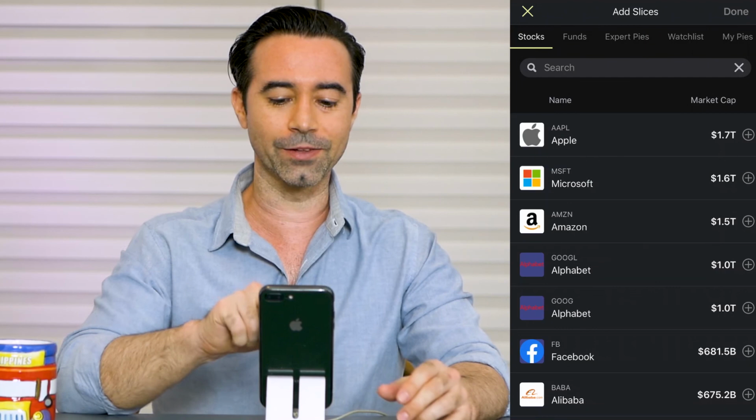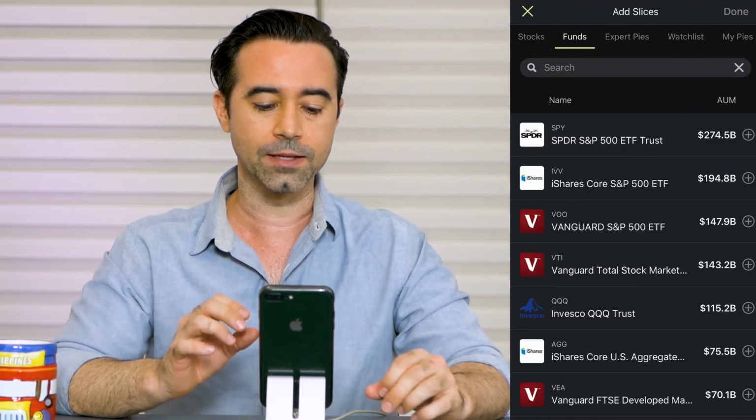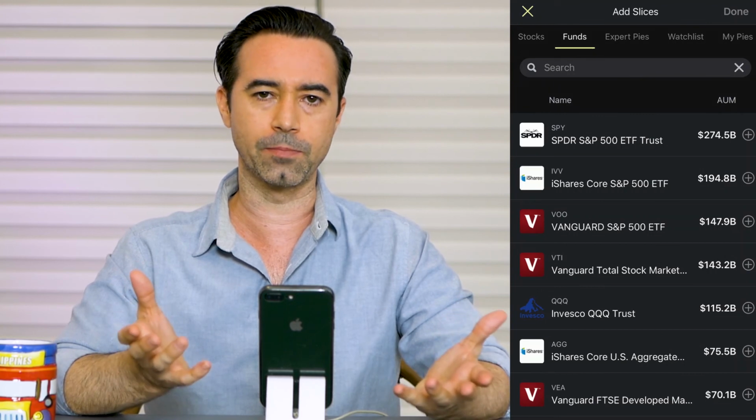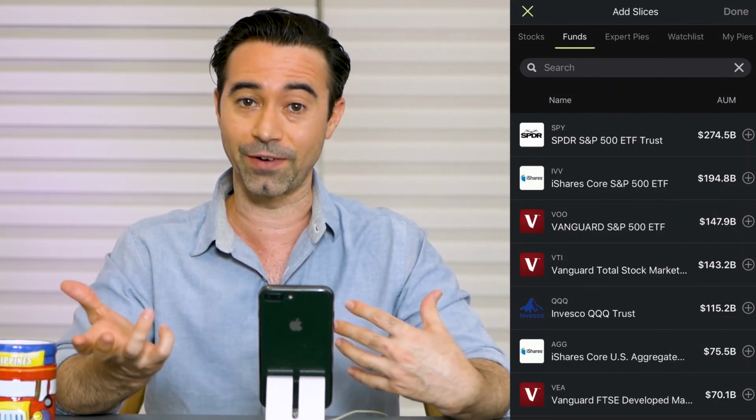But if you want to take a look instead at funds, you can also do that. And so what happens with a lot of people is that they have some money maybe in stocks, but they also have some money in funds.